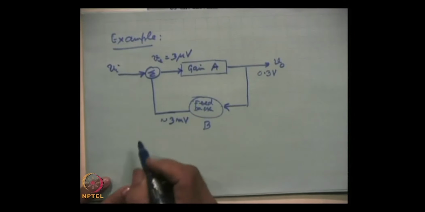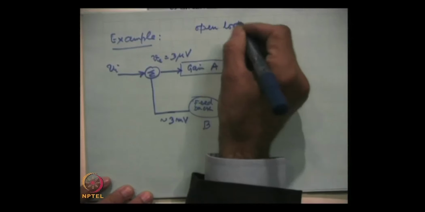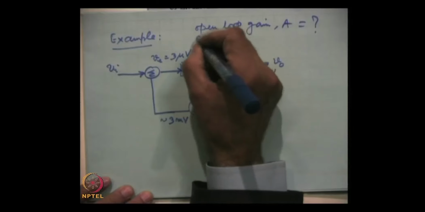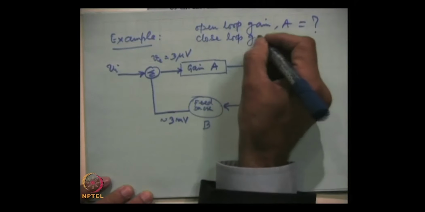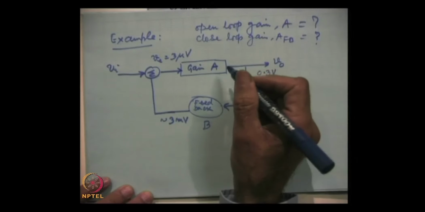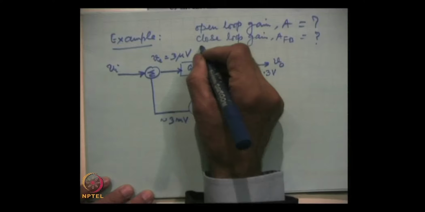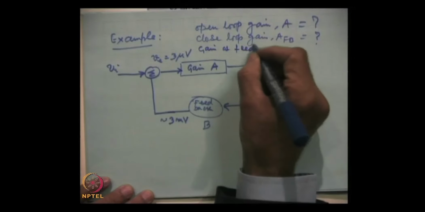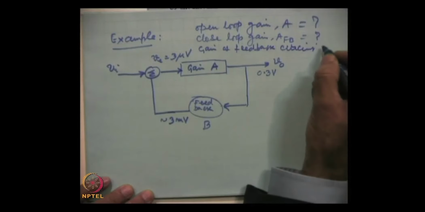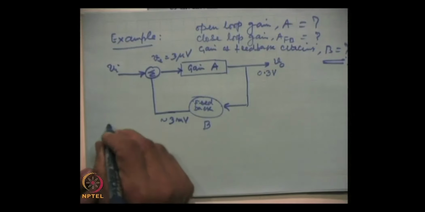Then in this circuit we have to find out the open loop gain A, the closed loop gain A_f, and the gain of the feedback circuit, the feedback factor as we call it, that is B. These three quantities we have to find out. Very simple, we can get the solution.